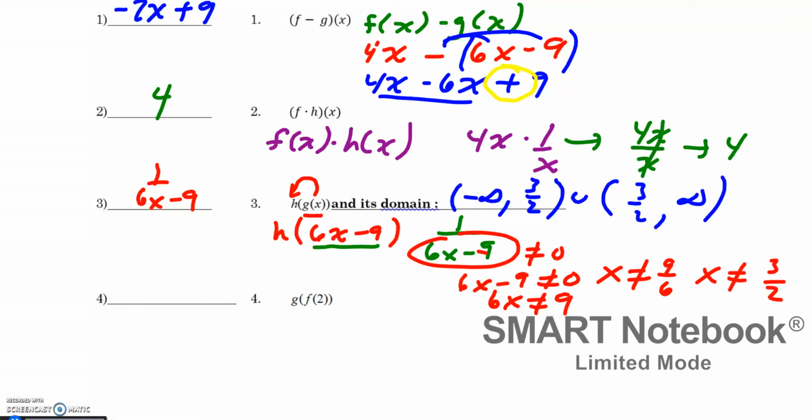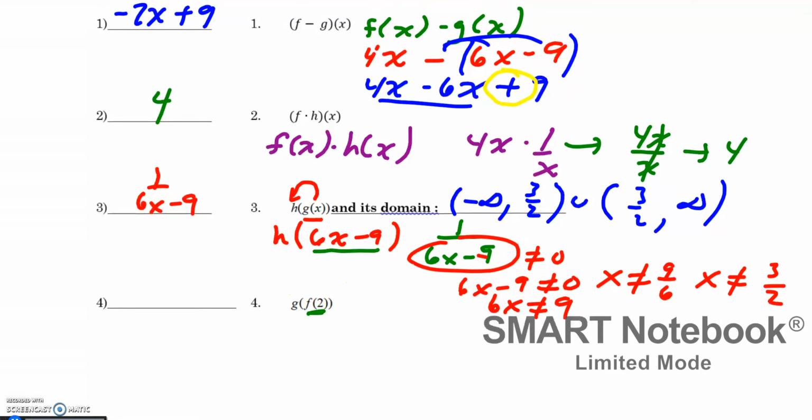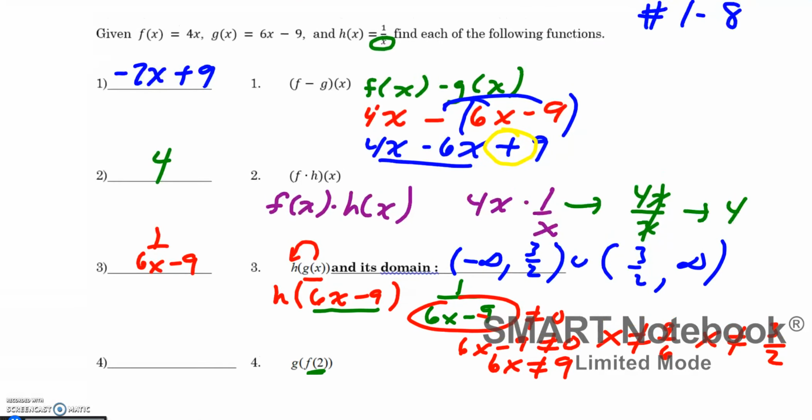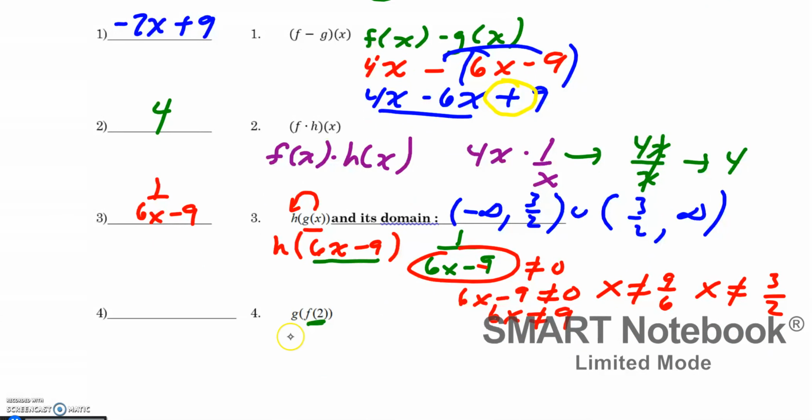Number 4 is also a composition of functions, and what it means is you're taking 2, plugging it into the f function first, and then taking that answer and plugging it into g. So if I take 2 and plug it into the f function, here's what I technically have. I have g of 4x if I plug the f function in, but now I'm taking the 2 and plugging it in here. That's really g of 4 times 2, or g of 8.